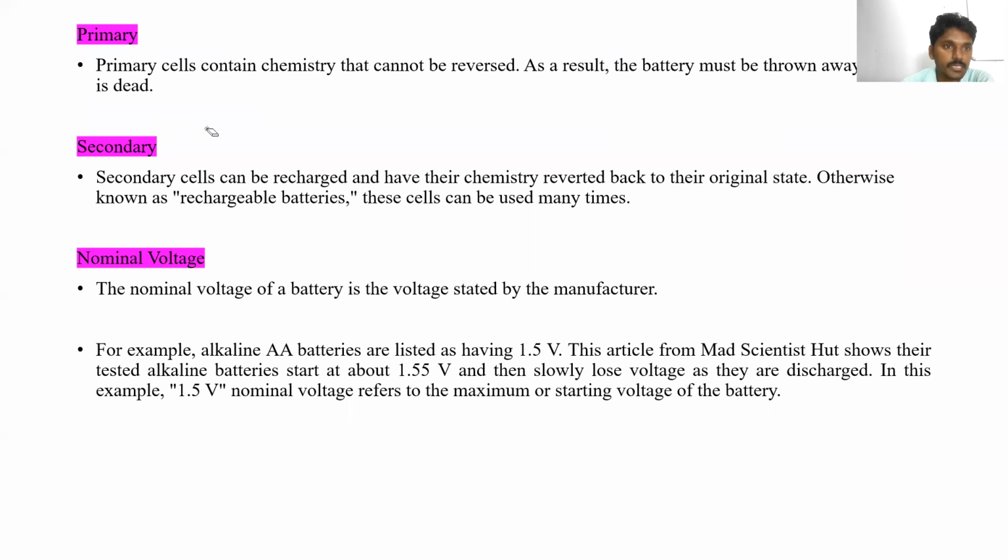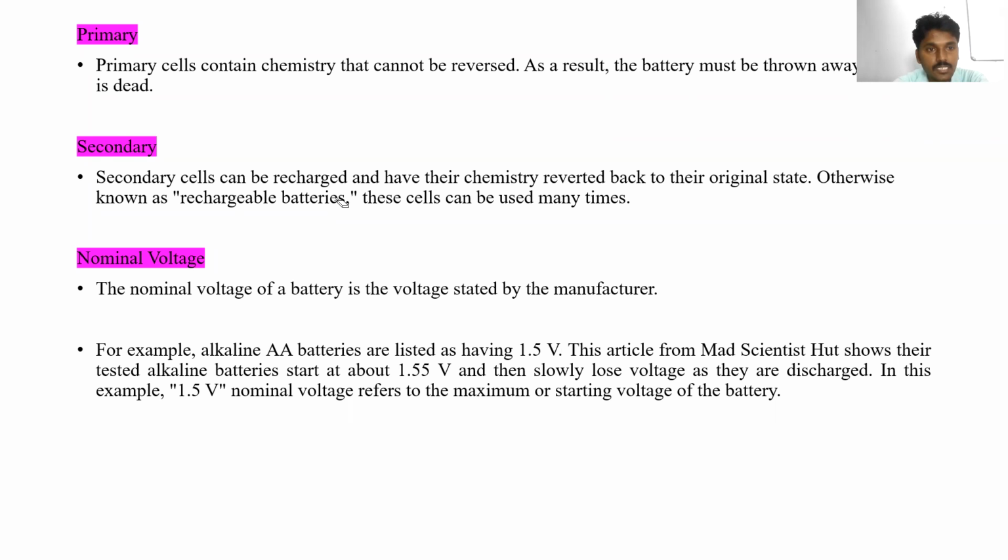Next, the same way, primary and secondary. Primary cells or primary batteries contain chemistry that cannot be reversed. As a result, the battery must be thrown away after discharge. That can simply be called a dead battery.